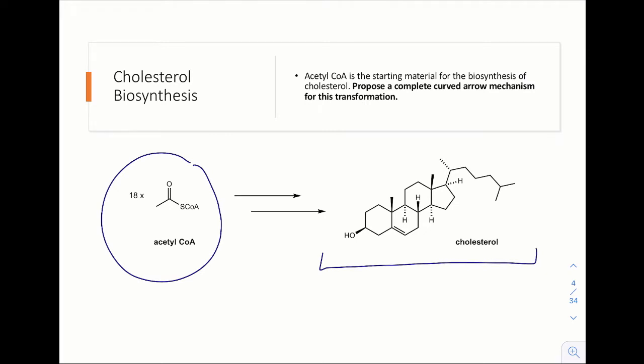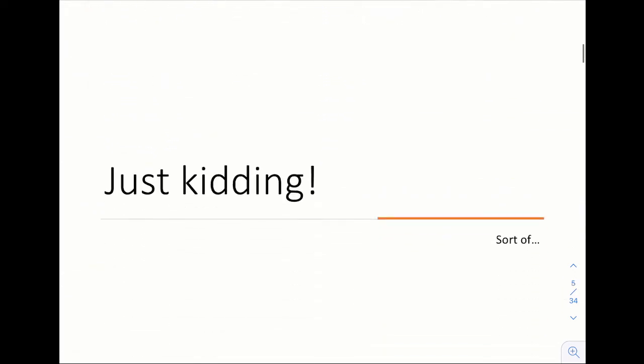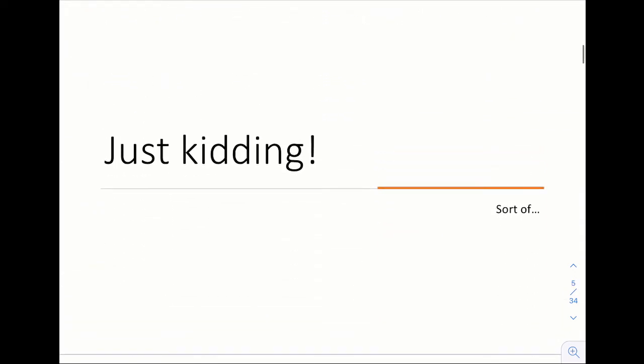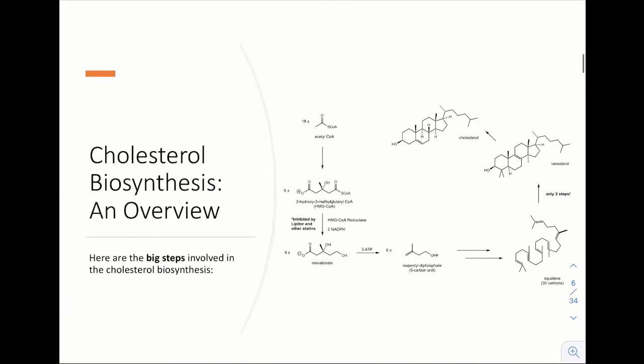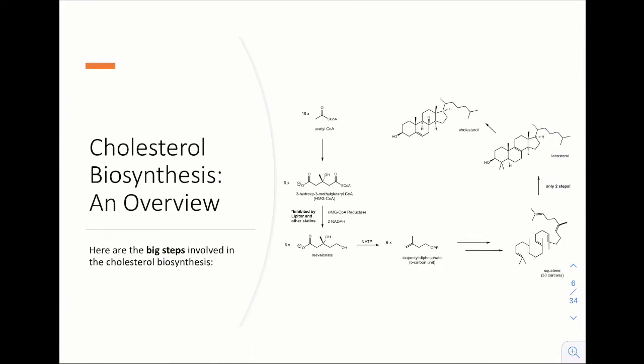Let's just get warmed up today by proposing a complete curved arrow mechanism for this transformation. So go ahead and write something down. Okay, just kidding. Don't pause. Don't do that. Ha ha. So funny, right? Have lots of jokes this semester.